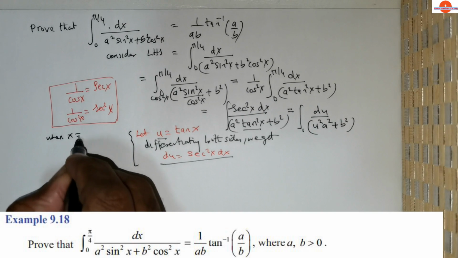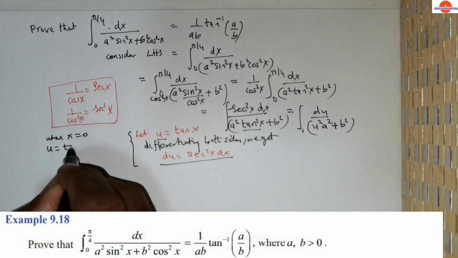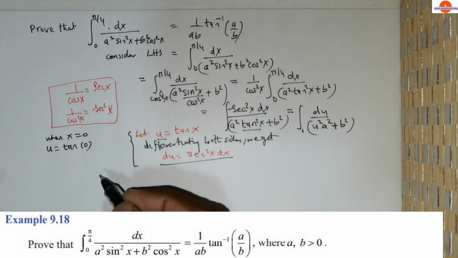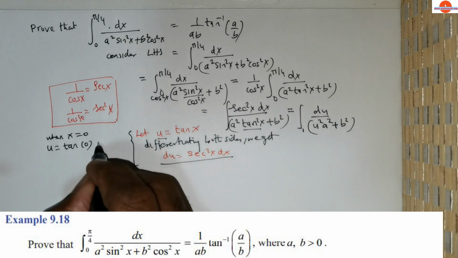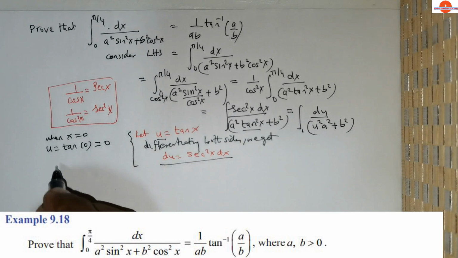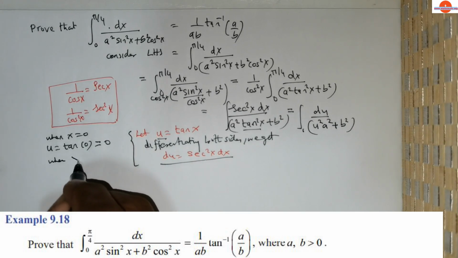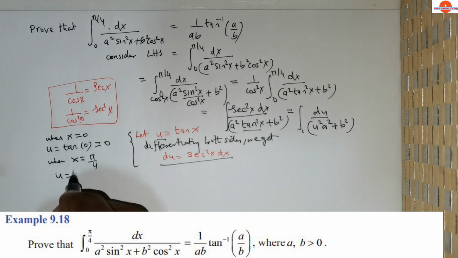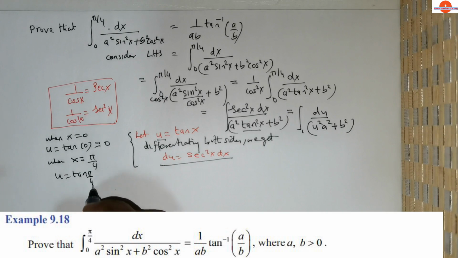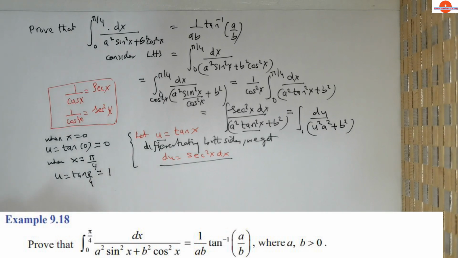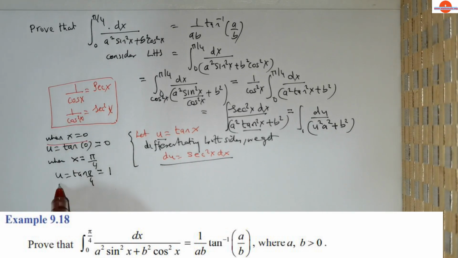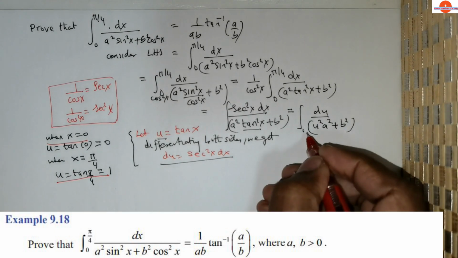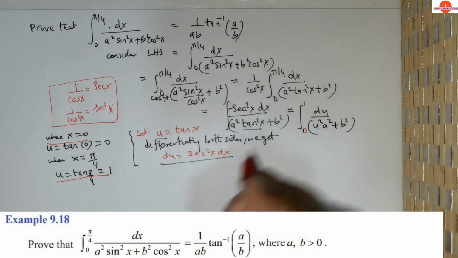Now when x is equal to 0, u is going to be equal to tan of 0. Now clearly tan of 0 is equal to 0. Next, when x is equal to pi divided by 4, u is equal to tan of pi divided by 4, which is equal to 1. So you have already got these limits. So because of that, this is going to be 0 to 1.